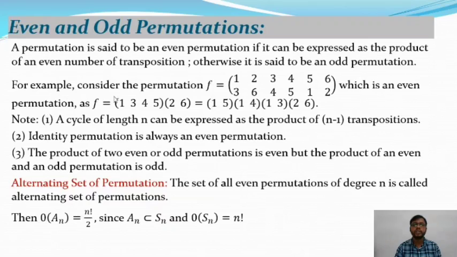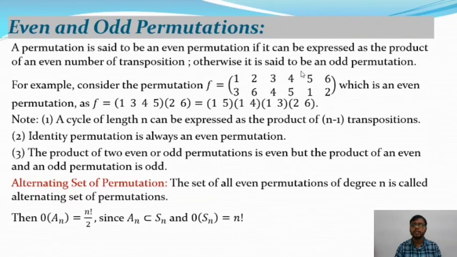So for example, consider the permutation f, which is a permutation of degree 6, where 1 goes to 3, 2 goes to 6, 3 goes to 4, 4 goes to 5, 5 goes to 1 and 6 goes to 2, and which is an even permutation. And as you know, the permutation can be written as a product of cycles, that means 1 goes to 3, 3 goes to 4, 4 goes to 5, 5 goes to 1.